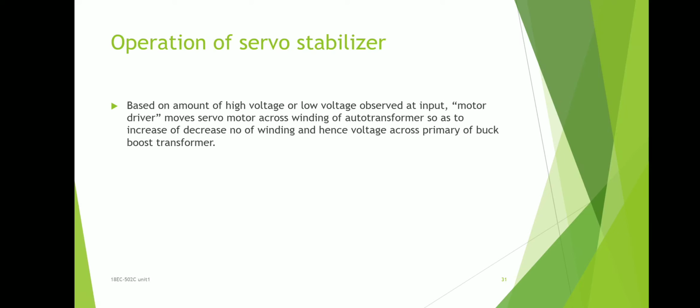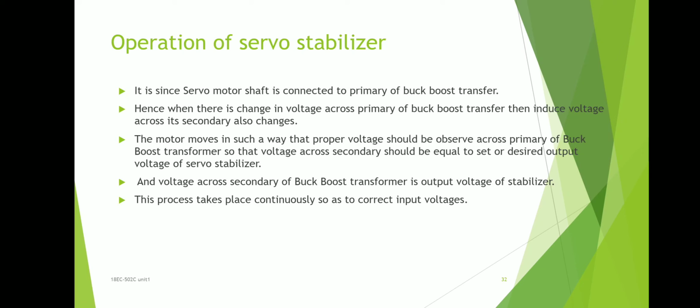Based on the amount of high voltage or low voltage observed at input, the motor driver moves the servo motor across the winding of the auto transformer so as to increase or decrease the number of windings. Hence, the voltage across the primary of the buck boost transformer changes. When there is a change in voltage across the primary of the buck boost transformer, the induced voltage across its secondary also changes. The motor moves in such a way that the proper voltage is observed across the primary of the buck boost transformer.